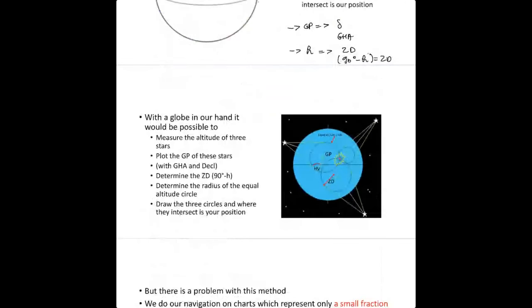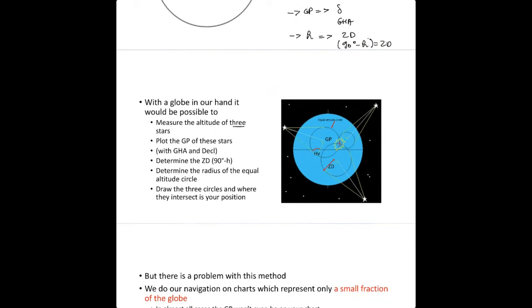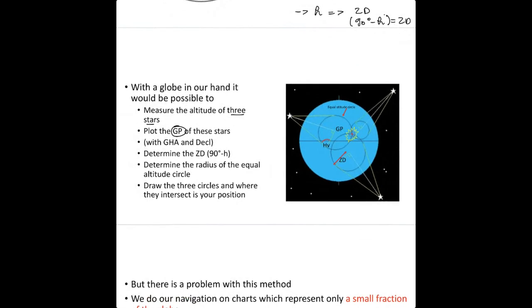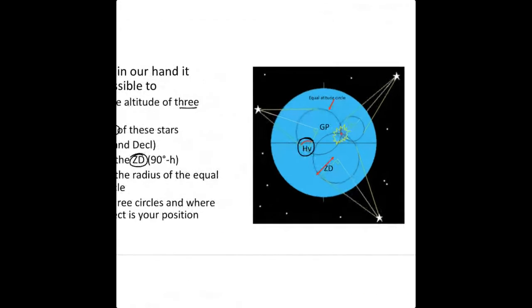Okay, so indeed, if we had a globe in our hands, it would be possible for us to measure the altitude of 3 stars. We would plot the geographical positions of these stars with our GHA and our declination. We would be able to determine the zenith distance because we've made observations with our sextant. We have measured the altitude. So we can determine the radius of the equal altitude circle. Then we would be able to draw the altitude circles on the globe, and the intersection between the 3 altitude circles, as you can see here, is our true position.